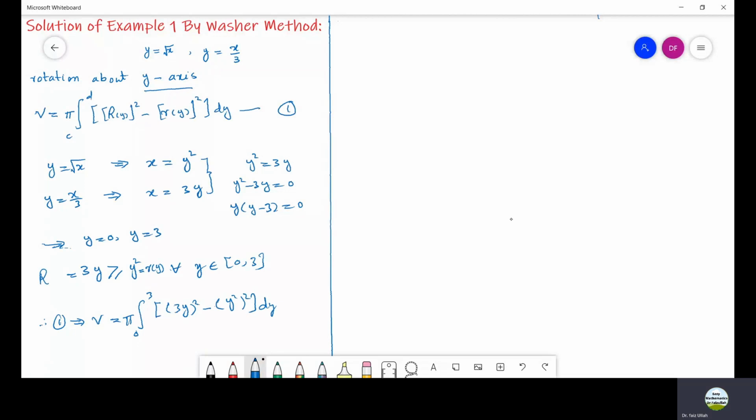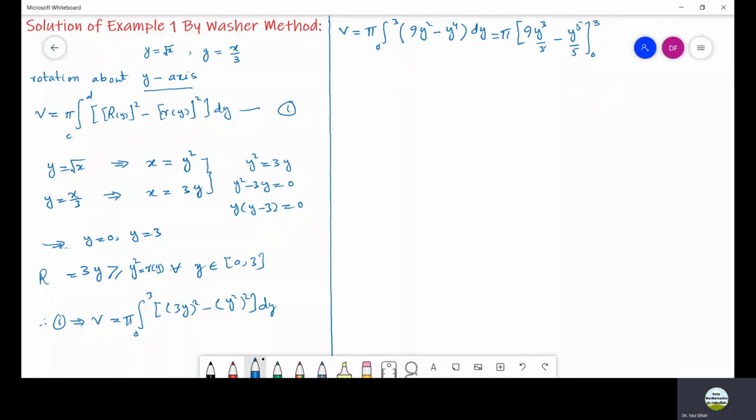If we further simplify this, we have π, limits from 0 to 3, and from this we get 9y squared minus y^4, dy. Now let us integrate this. So we have π times 9y cubed divided by 3 minus y to the power 5 divided by 5, and the limits are from 0 to 3.